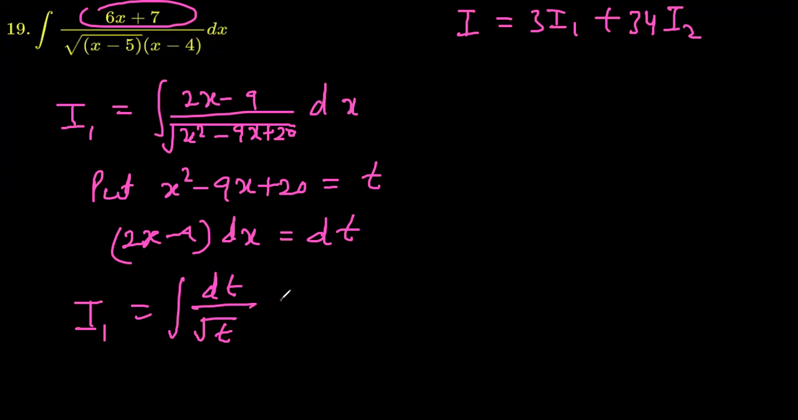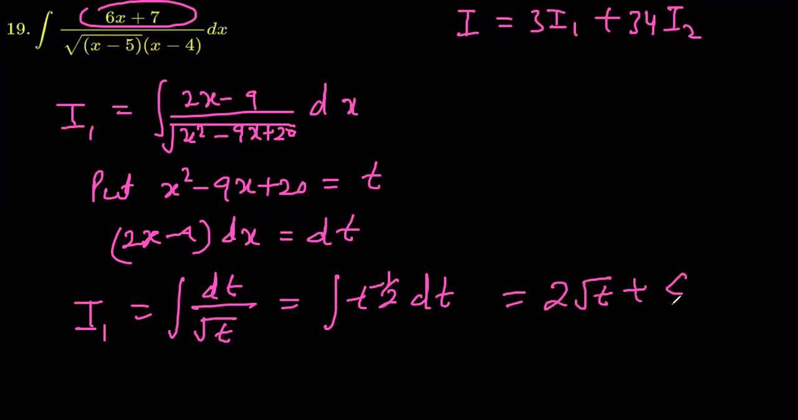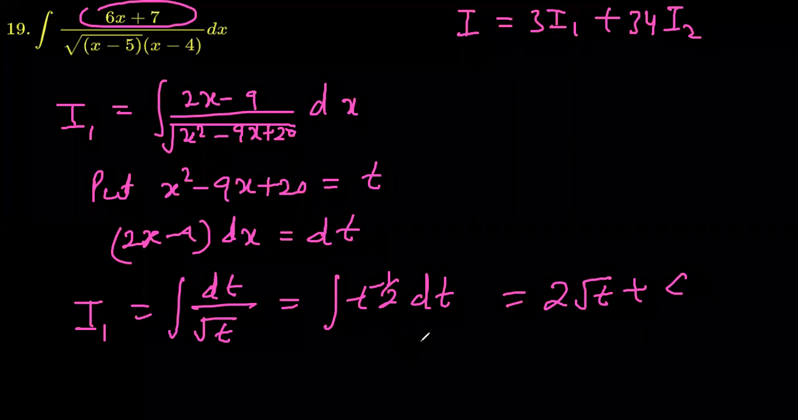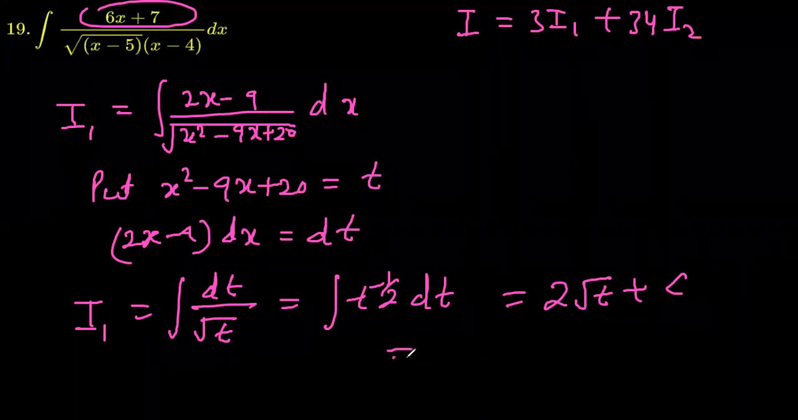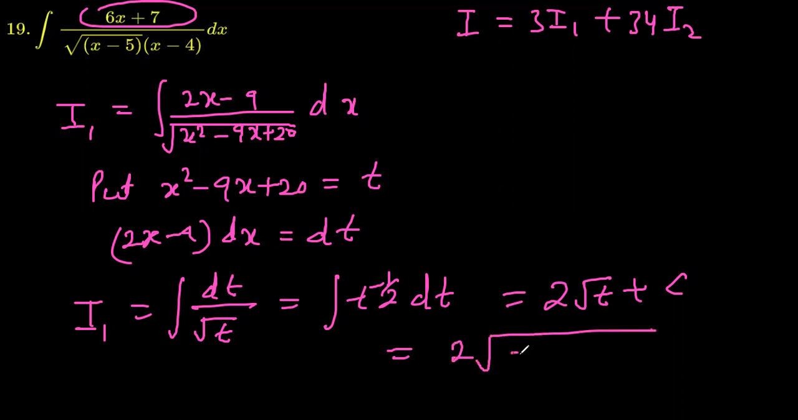If you wish, you can check all these steps. It becomes the integral of t to the power negative half dt, and then you apply the formula and you end up getting 2 square root t plus c. And if you retain the value of t, that would be equal to 2 times the square root of x squared minus 9x plus 20. You should note down all these things because I am going to clear this to find I2.